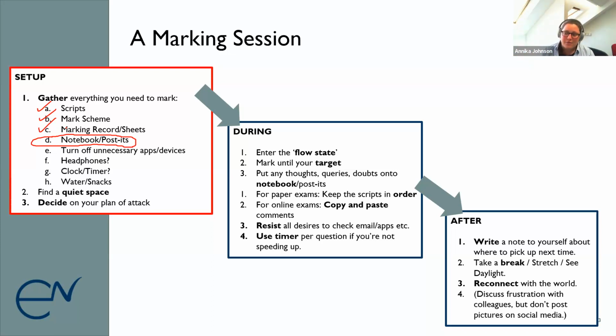So by having a notebook on the side or post-it notes that I can stick out of the edge of a script so I can clearly see where it was, I find that a more efficient way to deal with it, and I can come back to it later and think whether it means I should change what I did.